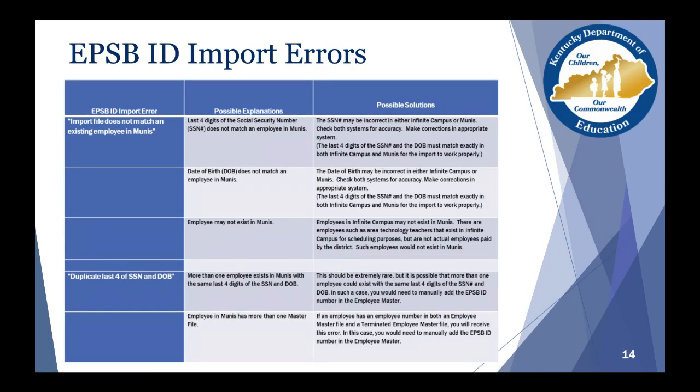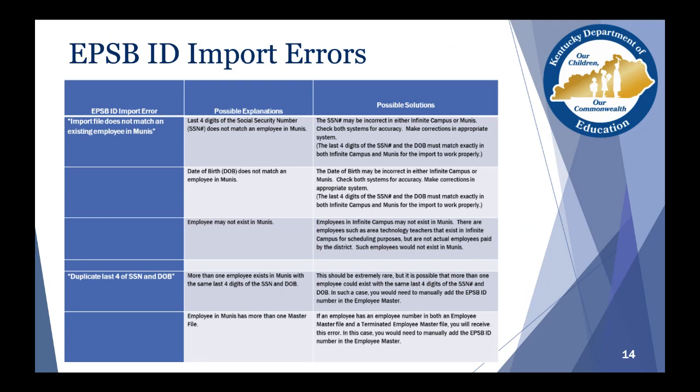So this is kind of a little grid that is showing you these two errors and what they could mean and possible solutions. I want to start with the one at the bottom, actually, the duplicate last four of Social Security number and date of birth. There are two reasons that you could actually get this error. The first is that more than one employee exists in Munis with the same last four digits of Social Security number and date of birth. This is extremely, extremely rare. I've only seen it one time, and it was just simply an error in entering. Information was entered the same Social Security number, date of birth for two employees as they were putting information into Employee Master. So that's a real rarity.